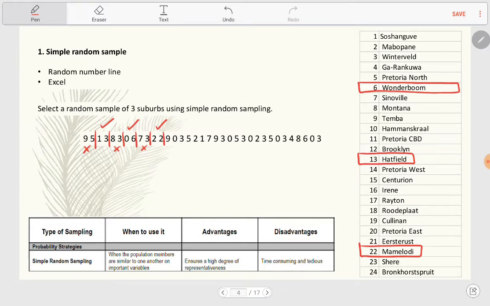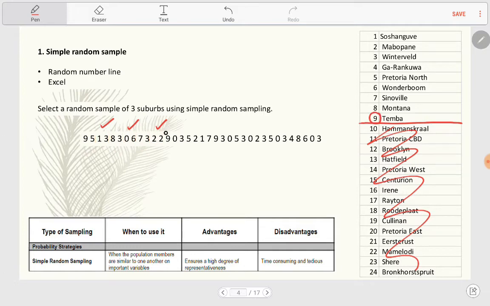Now, suppose your population, every suburb in Pretoria, only had, let's say, 9 observations. So you didn't have all of these. Here you only have 1 digit, so you're going to split it into single digits. Okay? If you had hundreds and hundreds, then you split it into 3 digits. Because if you only split into 1 digit when you have, let's say, all 24, then you'll never be able to pick any of the 2-digit numbers. So that's why you need to split it into 2 digits.